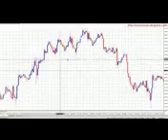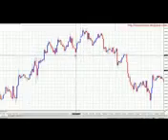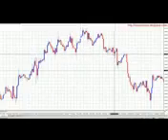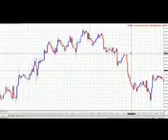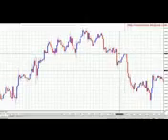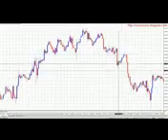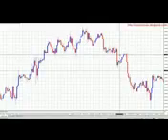For starters, we had this basically ironclad zone right here. This was used as support multiple times. It was used here, here, and here. Very strong zone. You can draw a line basically right through it. So when you look for a breakout and then pullback, you want the pullback to push right into the zone. So we have the first criteria met.